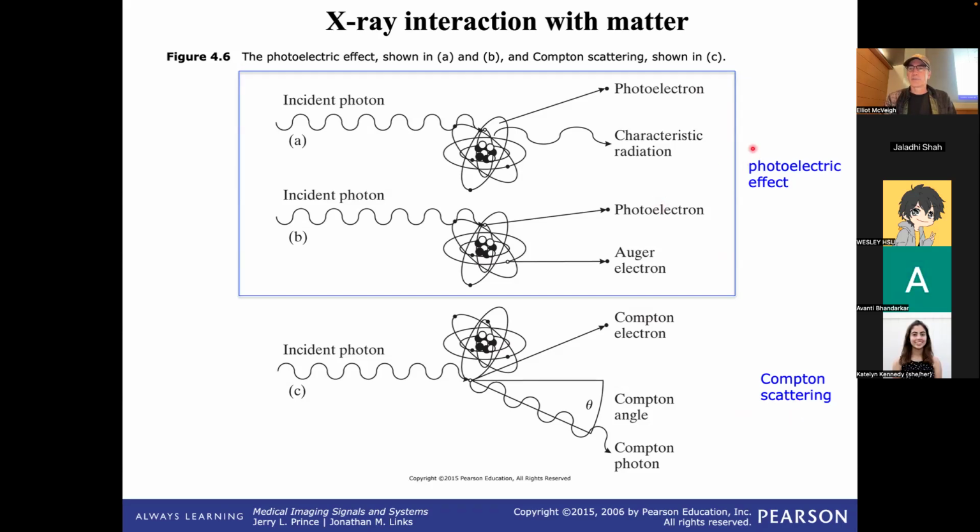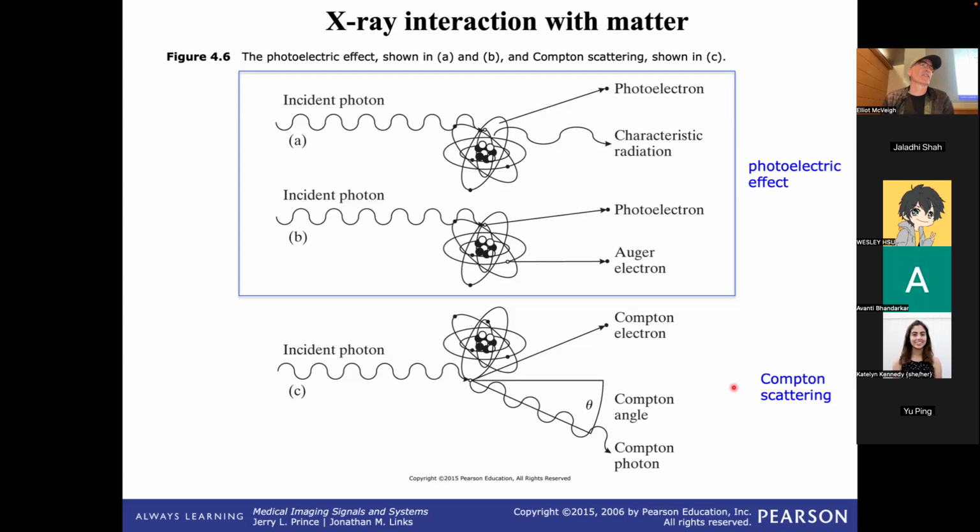The photoelectric effect, in which the X-ray knocks an electron off of the atom. It's called the photoelectron. And then you can have characteristic radiation come out of that atom, or you can have an Auger electron come out. They're both, as an electron drops down from a higher orbit into the place from which the photoelectron was ejected, energy comes out of the system either as characteristic radiation as a photon or an Auger electron. Both of those get lumped in as photoelectric effect.